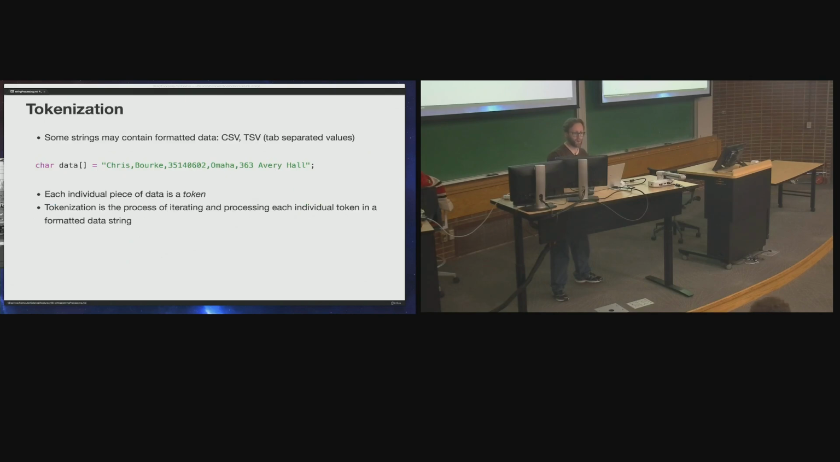Right? So again, I just want to go over it. Processing, I don't know what I'm going to do with it yet. So by processing, I'll just say that I'm going to print it out. I want to print out Chris, then I want to print out Burke, and then I want to print out each one of those tokens separately, one to a line, just to show you how the tokenization process works.